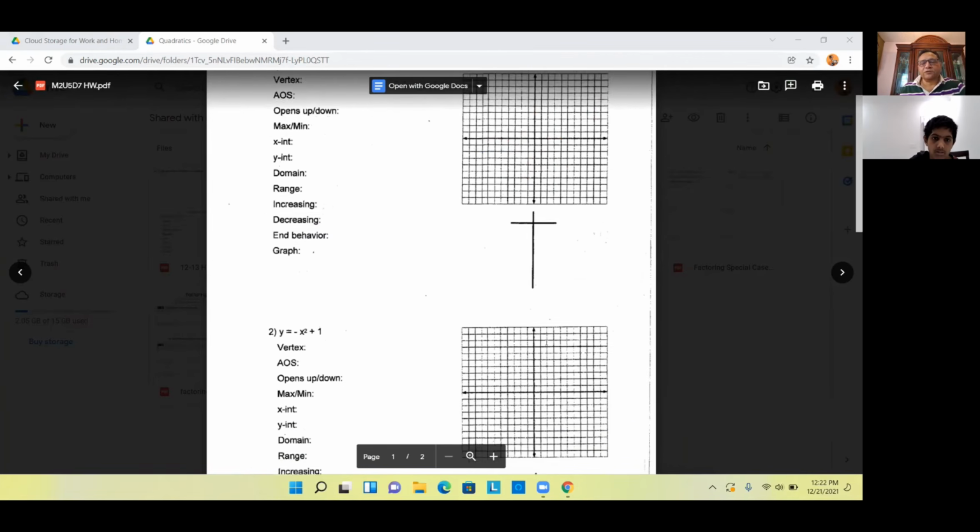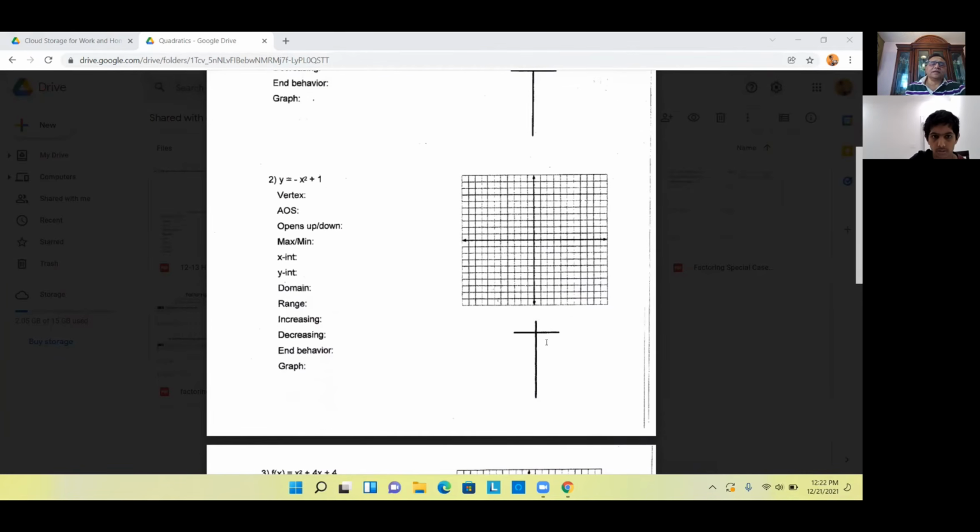Can you move the screen up? Let's look into the second graph. In this second graph, it is a simple graph, y equals minus x squared plus 1. Tell me all the values and how you will sketch it quickly. Vertex. Vertex is (0, 1). Axis of symmetry: x equals 0. Opens down. Maximum value: 1. X-intercepts: 1 and minus 1. Correct.